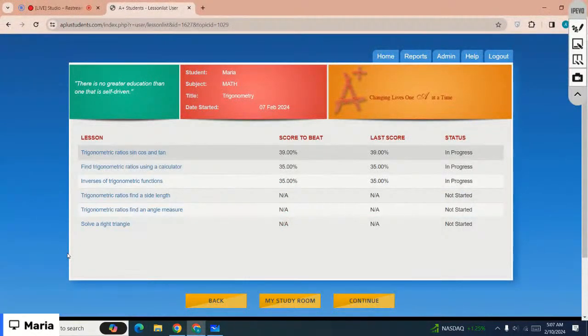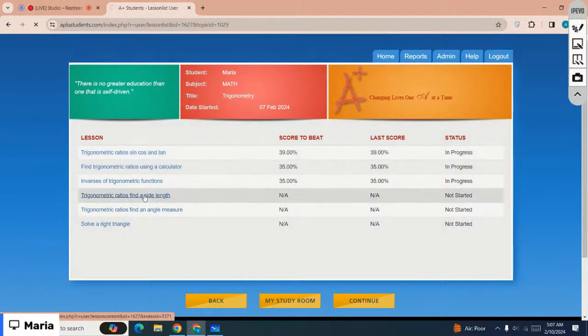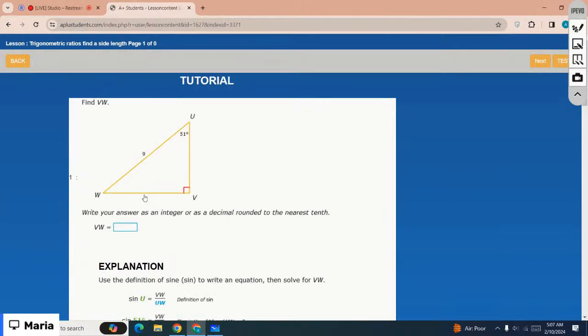So here I am on grade 9 math. Let's just start with the lesson, that is trigonometric ratios, find the side length. Let's just start with the example. Find VW. You are given a triangle, and you need to find the missing side length, right?